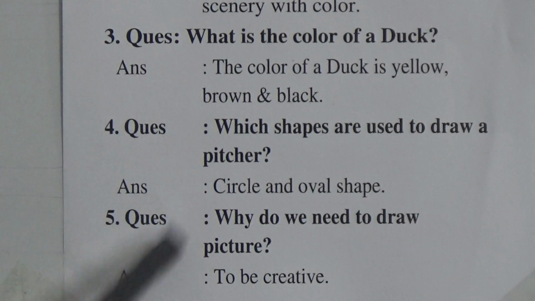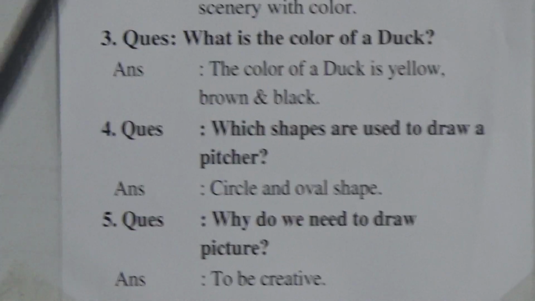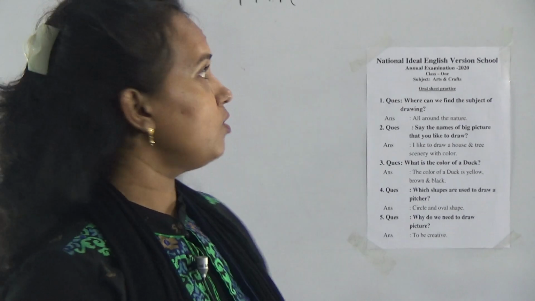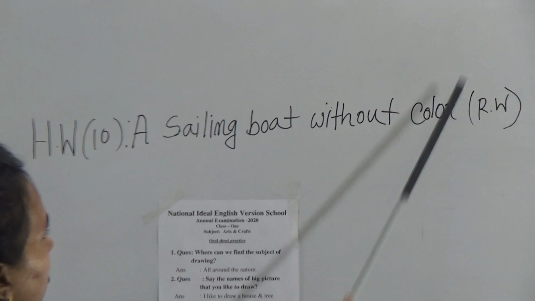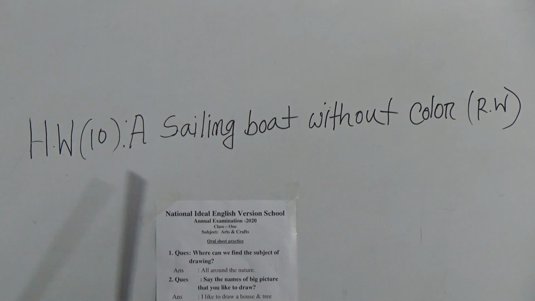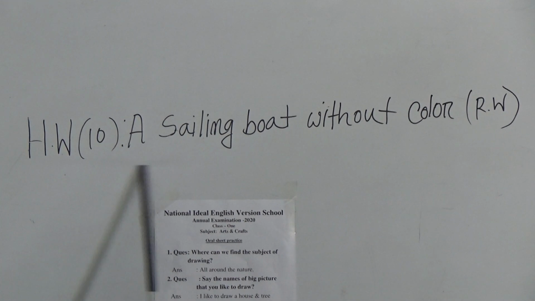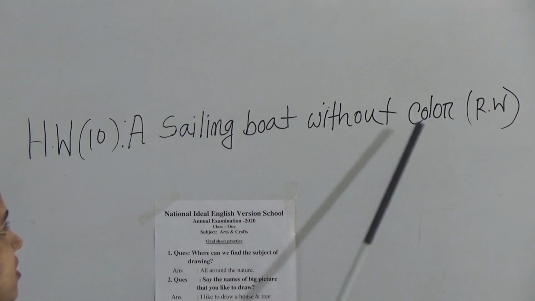So dear student, you should practice by listening and watching this video, and look at the board. You have an ASW on your RW class also. The ASW is a sailing boat without color.